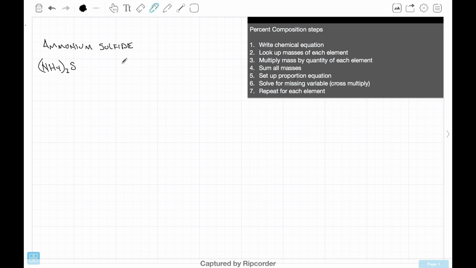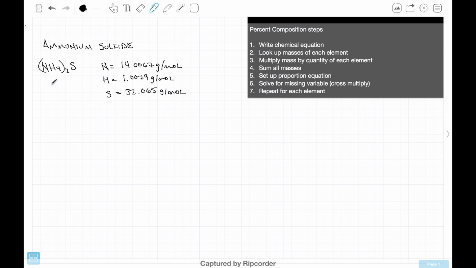So in this case, nitrogen equals 14.0067 grams per mole. Hydrogen equals 1.0079 grams per mole. And sulfur is 32.065 grams per mole. Okay. Now it says multiply mass by quantity of each element.